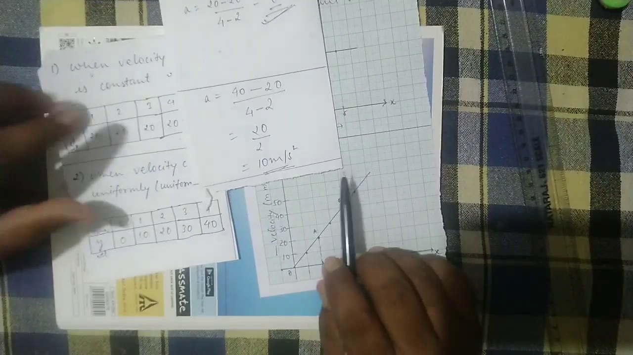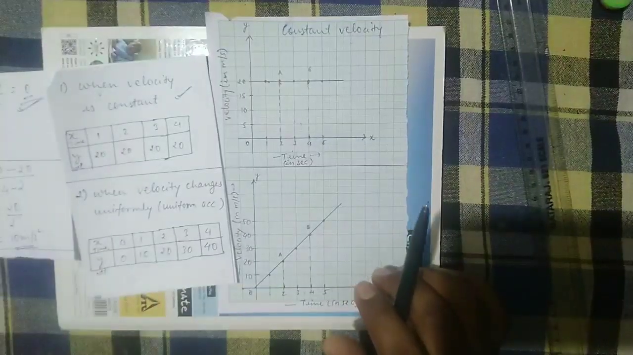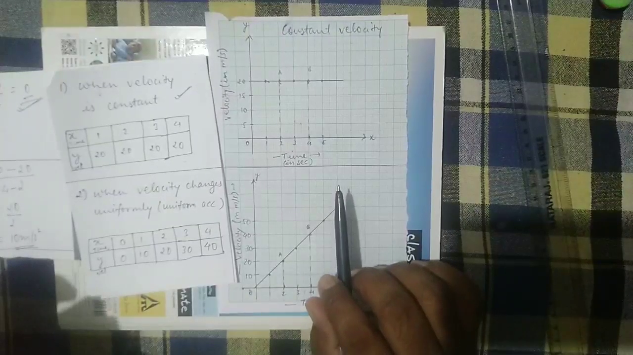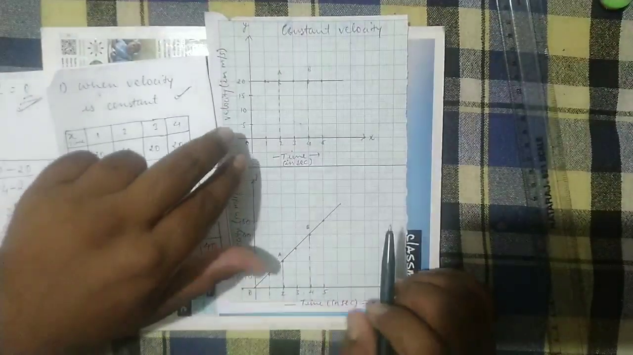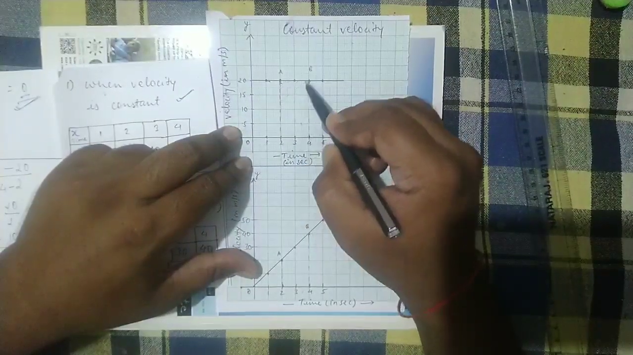So these were the two graphs. If you need to calculate the distance also, how much distance is covered by the body, you will calculate the area under this graph.